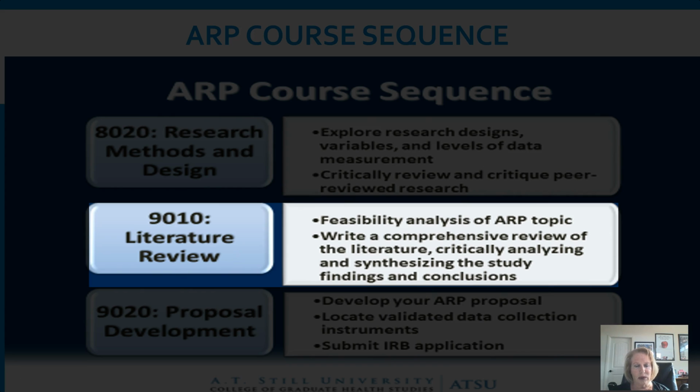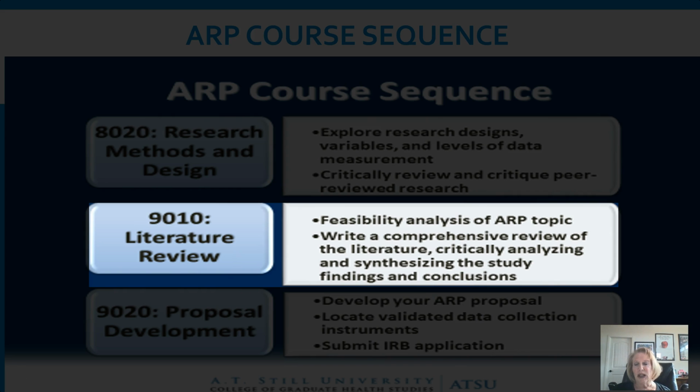However, in this course, not only do we do a literature review, we also do a feasibility analysis of your proposed ARP topic. We do two feasibility analyses, one the initial, one the final, in which we ask you specific questions about your proposed topic, your research question, where you're going to collect your data, and information like that. For the literature review, we expect you to do a very detailed review of existing literature on your proposed topic, and to synthesize and analyze the available information.